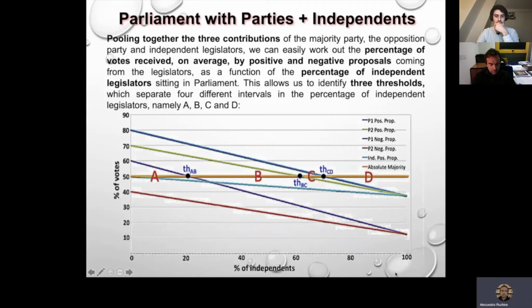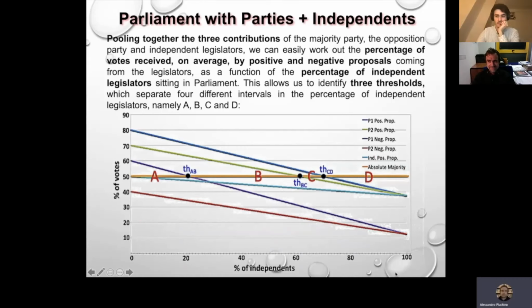Finally, when P1 loses the absolute majority, its negative proposals, on average, can still be accepted due to the contribution of 1/2 of independent legislators, who represent the 12.5% of the total. This happens until the percentage of independent legislators in the parliament stays below 21%. This is the threshold theta AB.